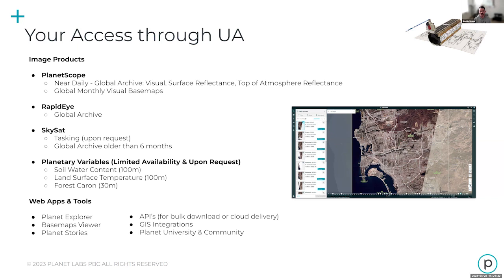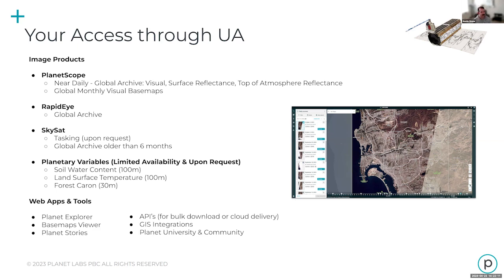You also are given access to our global monthly visual base maps. So imagine, each image is what we call a scene. So imagine taking all of those individual scenes and compositing or mosaicing them into a single image. So we create global monthly base maps so that way you can get a clean image. They are visual, so they're just including the RGB data, but it is something that a lot of people are finding useful for training machine learning models.